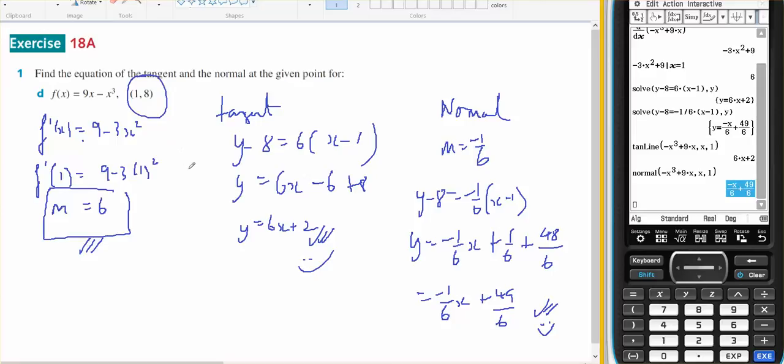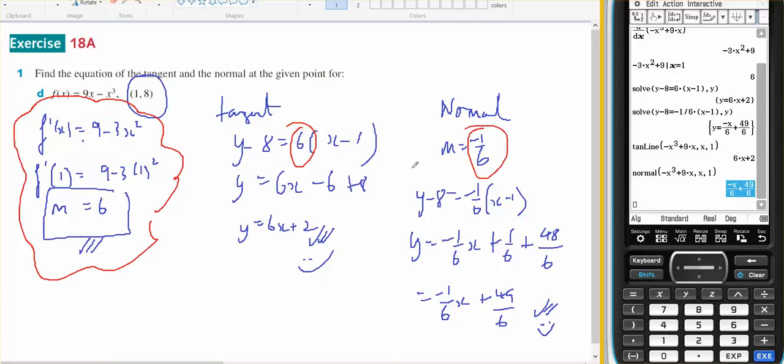So, to find equations of tangents and normals, I use the derivative to be able to find the gradient at the point. Therefore, the tangent has the same gradient as the function. The normal has negative 1/6 in this particular case.